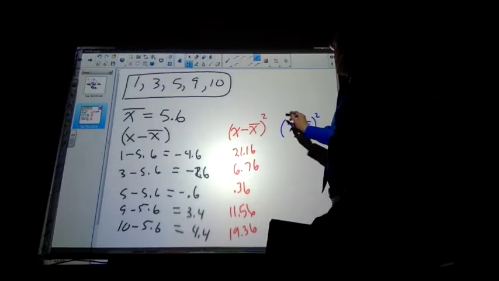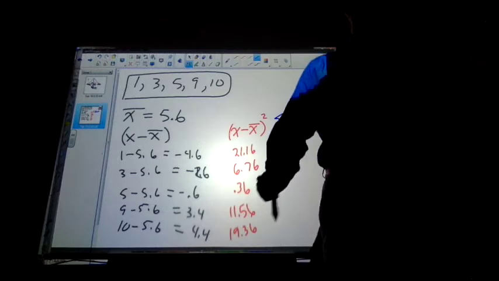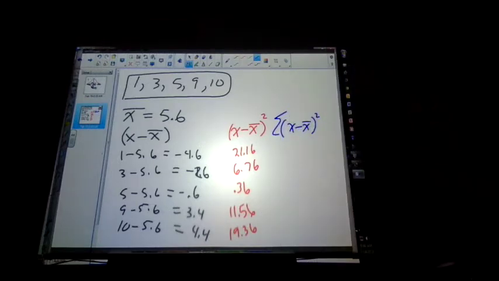So the next step of this whole operation is we're going to do x minus x bar quantity squared, but we're going to use the big Greek letter sigma. This in math means the summation of. A short version of summation of is sum, and sum means add. So I need to add up those 5 values. What do I get? 21.16, 6.76, 0.36, 11.56, 19.36.